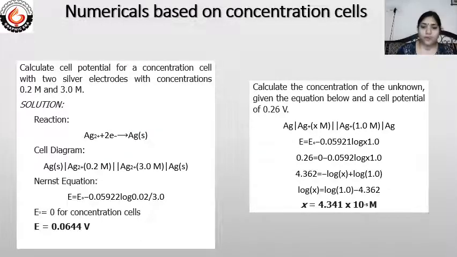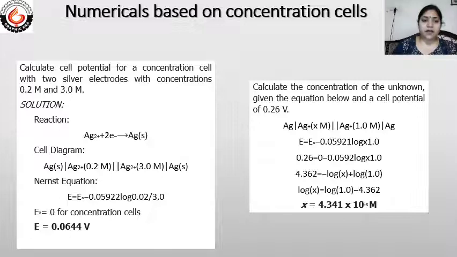So calculate the cell potential for a concentration cell with two silver electrodes with concentrations of 0.2 molar and 3.0 molar. For this, first we will write the reaction and then we will write the cell diagram. So here the reaction is Ag+ + e- gives Ag. This is a simple reaction. It is always the same for all types of concentration cells.